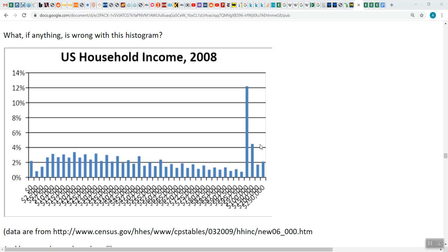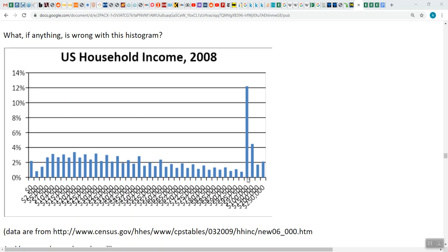Pause the video and think about it. Okay, 3, 2, 1, pause. Okay, I think a lot of people notice that it seems to be saying the most common income to have is $100,000, which hardly any of us believe. But if we look at the labels really closely here, this is from $100,000 to $150,000.